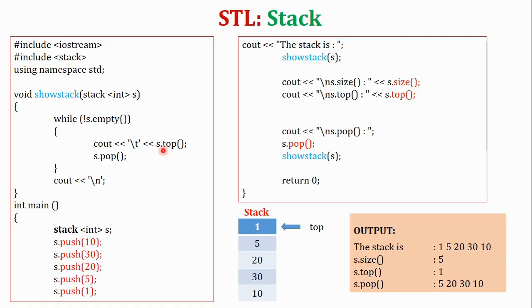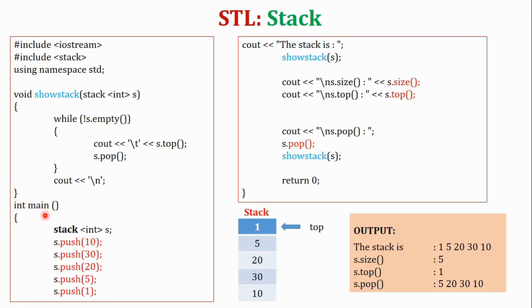It will display the first element. Then s.pop means the pointer will be decremented. Again, it will verify whether the stack is empty or not. Again, if not empty, it will show the content. So likewise, it will execute and then show all the content of the elements. And suppose the stack is empty, then it will terminate the loop.